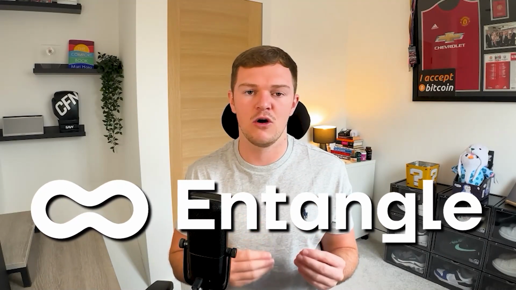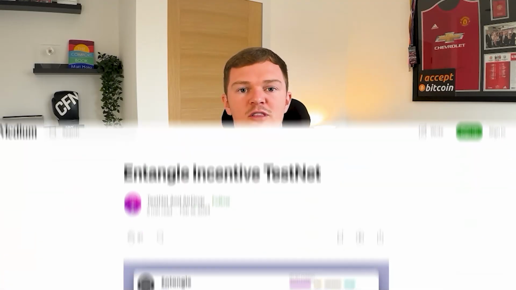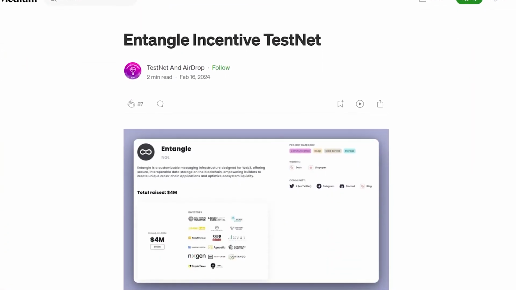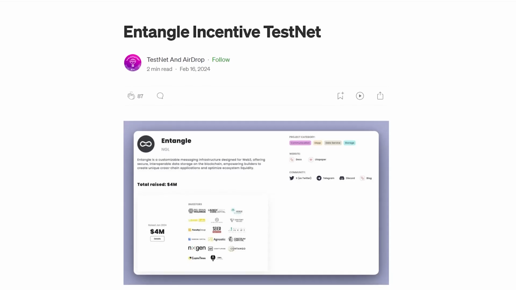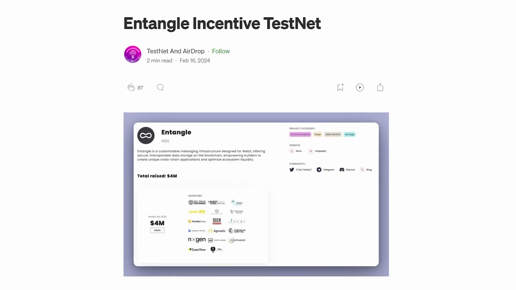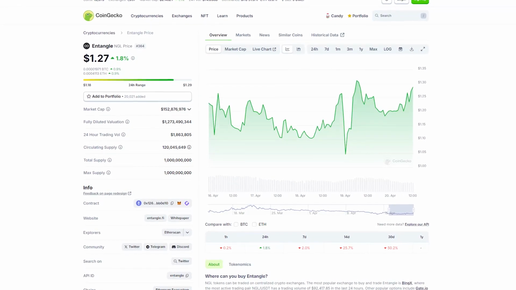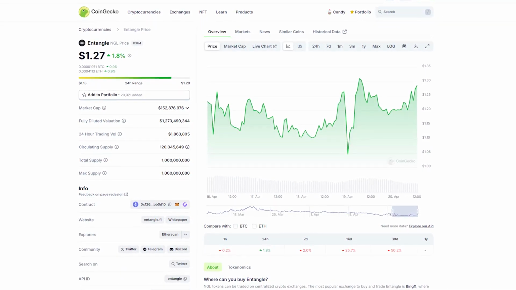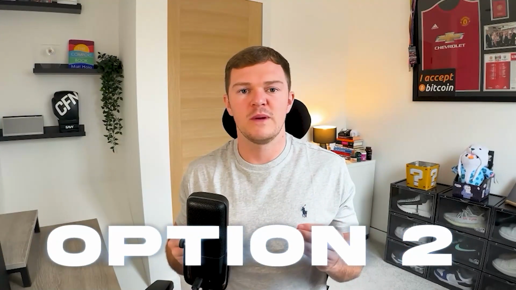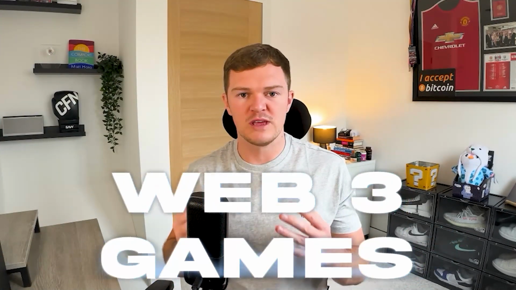Now, a recent example of this was NGL or Entanglefy. They reported earlier this year that the testnet would be live and those early supporters could get involved and try it out. Now, they recently went live with their token, and those who participated thoroughly in the testnet did receive some free tokens. Option number 2 is getting involved in Web3 games.